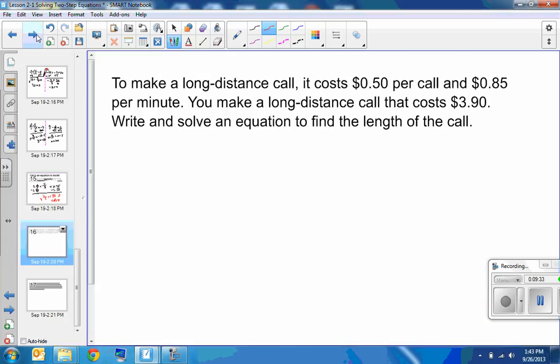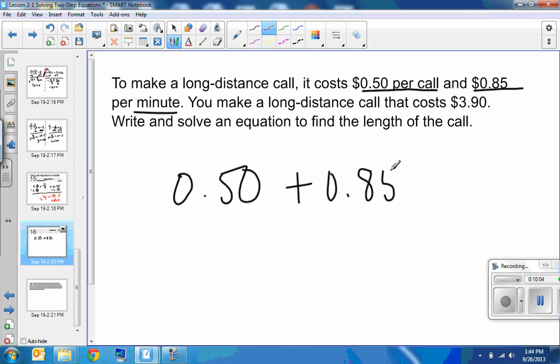Let's try another one. To make a long distance call, it costs 50 cents per call and 85 cents per minute. You make a long distance call that costs $3.90. You want to write an equation and solve it to find the length of the call. So again, we know it costs 50 cents no matter what per call. It's 85 cents per minute, and we don't know how many minutes we talk. That's what we're trying to figure out. This added together gives us our total of $3.90. Go ahead and solve this one on your own.